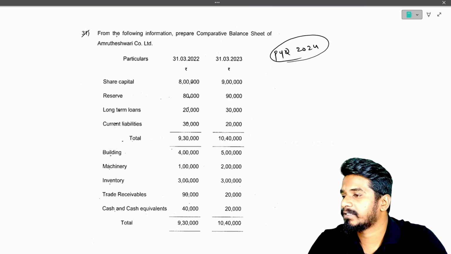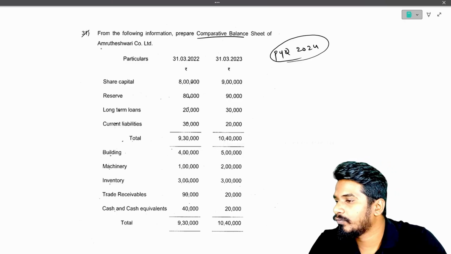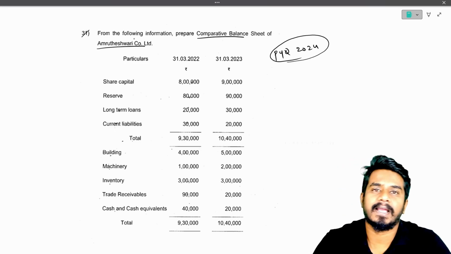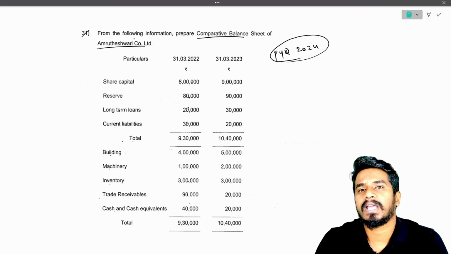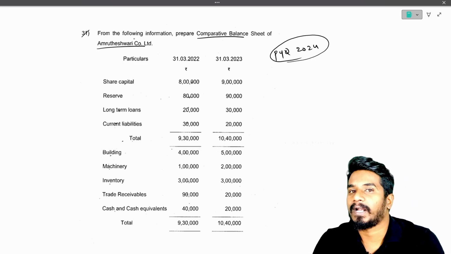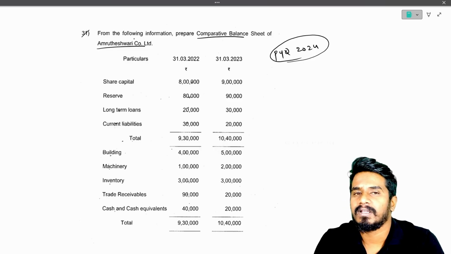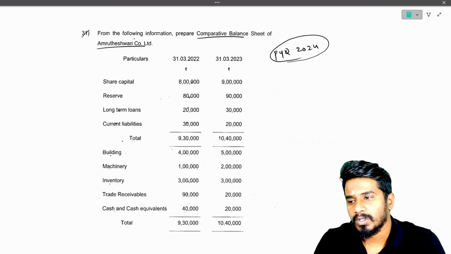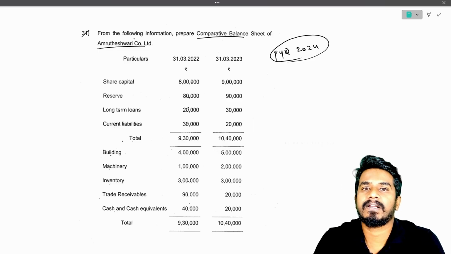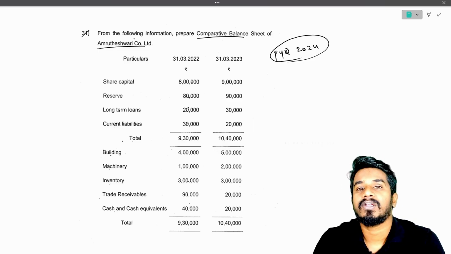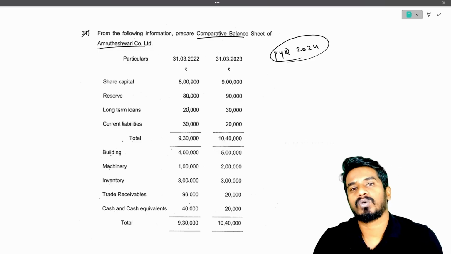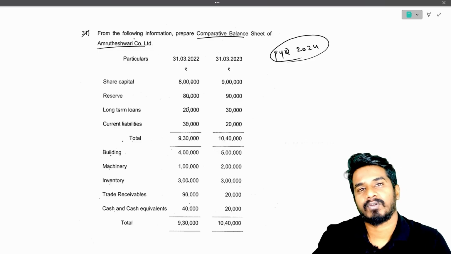So what they have asked is to prepare the comparative balance sheet of Amruteshwari Company Limited. They have not given it in format. They just put share capital, reserves, long-term loans, current liabilities, everything in a line. But we need to bring it into a format. Then only you'll get the full marks. So how can we bring it into the format?